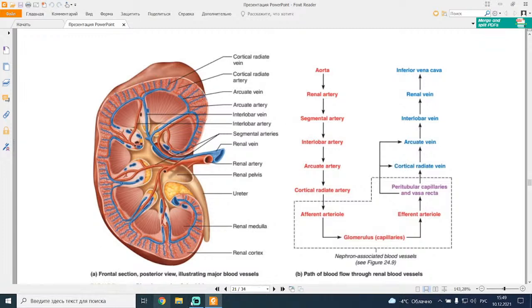You see a picture which demonstrates the major blood vessels. This is the way from the heart to the heart. Renal artery, segmental artery, interlobar artery, arcuate artery, cortical radiate artery, afferent arteriole, capillaries, and efferent arteriole, the cortical radiate vein, arcuate vein, interlobar vein, renal vein, and inferior vena cava. This is the renal vein draining into the inferior vena cava.